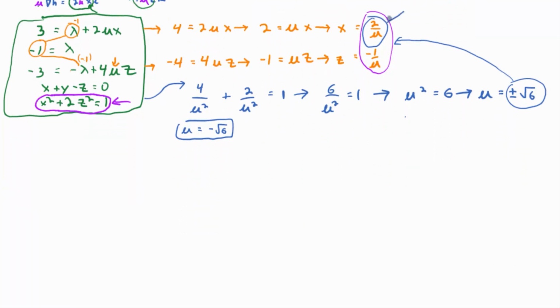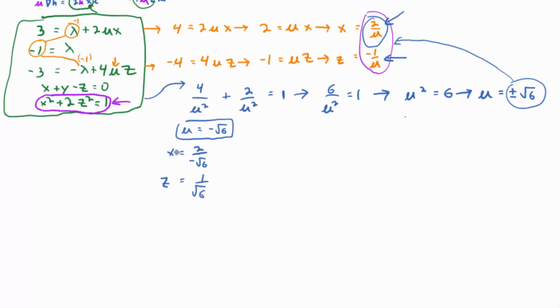Looking at this equation, what does x equal? So there you go, x equals 2 over negative root 6. And what does z equal? Negative 1 over negative root 6, because we're plugging in this one. But we're plugging in negative root 6, and it's negative already, so z equals 1 over root 6.